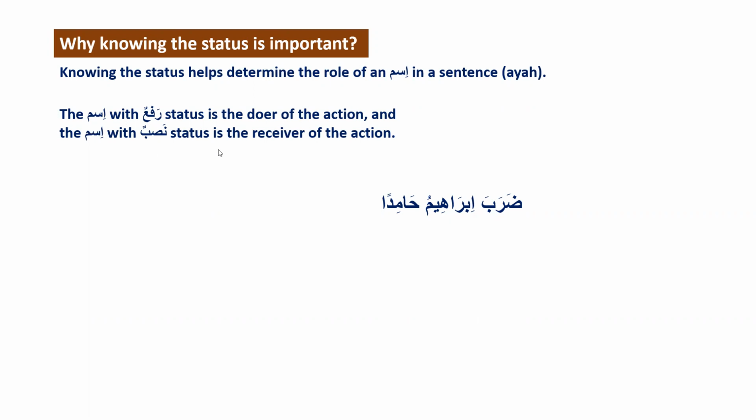Okay. So if the status is rafa, what is the role of that ism in the sentence? Can you tell me from the two sentences there up? The ism with rafa status is the doer of the action. All right. So Ibrahim would be what? The doer of the action. How about Hamidan? What is its role here? The receiver of the action. And the action is daraba. That is the fail, that is the verb.